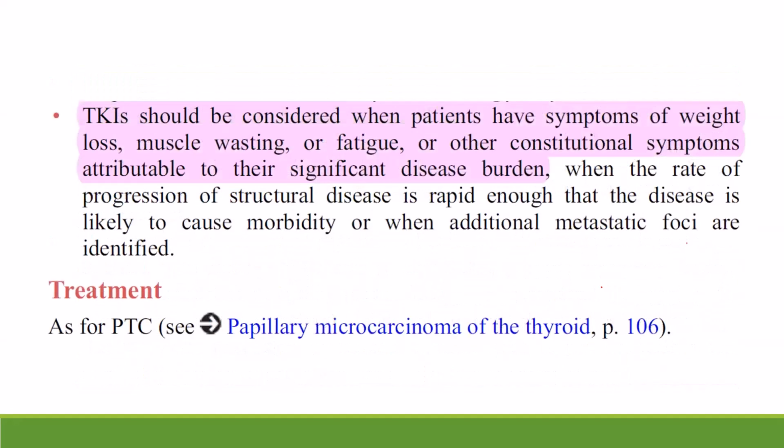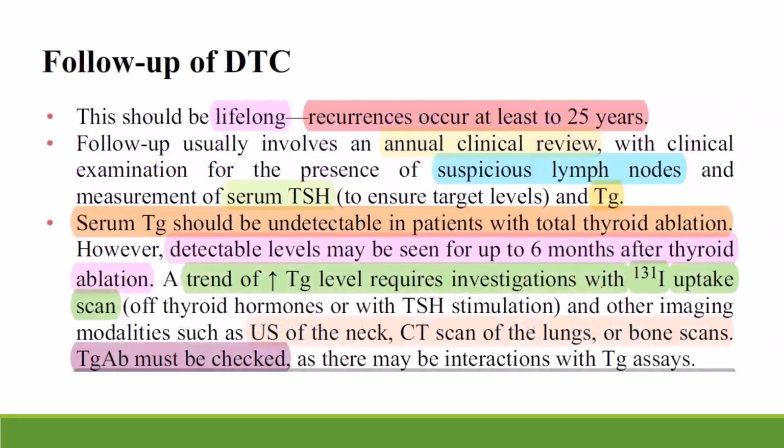And also, this drug can be used for management of Hurthle cell tumor. How to treat? The same as papillary thyroid carcinoma. Total thyroidectomy, suppressive therapy, radioactive iodine according to the risk stratification of the patient. How to follow up? This is very important for differentiated thyroid carcinoma. The follow-up is lifelong. Recurrence can occur up to at least 25 years, so lifelong follow-up is mandatory.